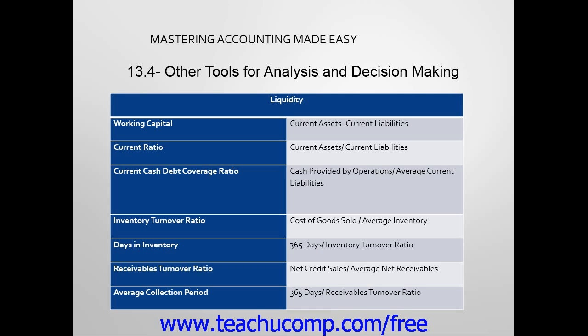The current ratio is current assets divided by current liabilities. The higher the number, the more liquid a company is, meaning that they are more able to pay the needs for cash and maturing obligations. This is an important measure for investors, since a company with more liabilities than assets is less likely to receive future loans. Other liquidity ratios include working capital, current cash debt coverage ratio, inventory turnover ratio, days in inventory, the receivables turnover ratio, and the average collection period.